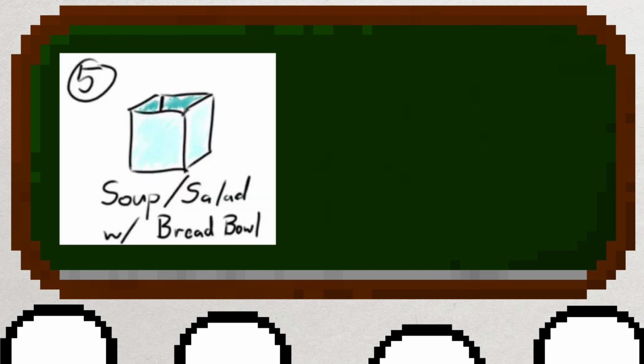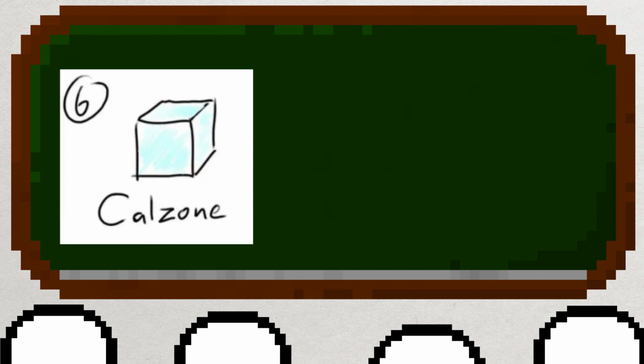In the fifth diagram, we see that all but one side is enclosed, and it labels this as a soup or a salad with a bread bowl. Now, we've already discussed soups and salads and why they're sandwiches, and when you add the bread bowl to the equation, it's pretty clearly just another form of the sandwich. The final diagram shows all 6 sides being enclosed and labels these foods as calzones. But the problem is, once again, the calzone is a sandwich.